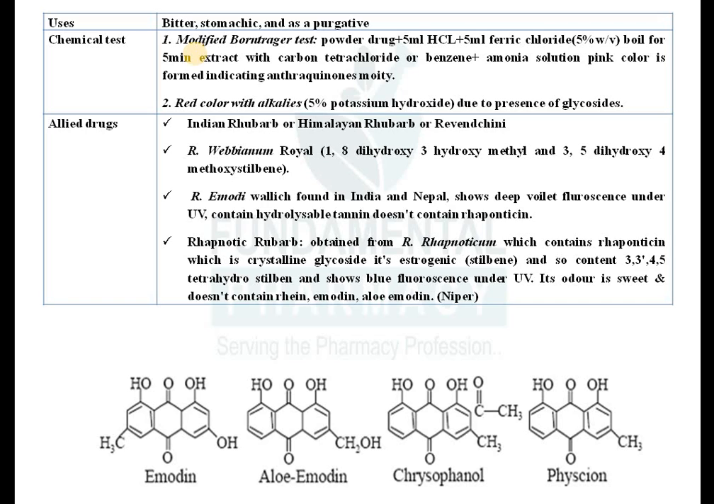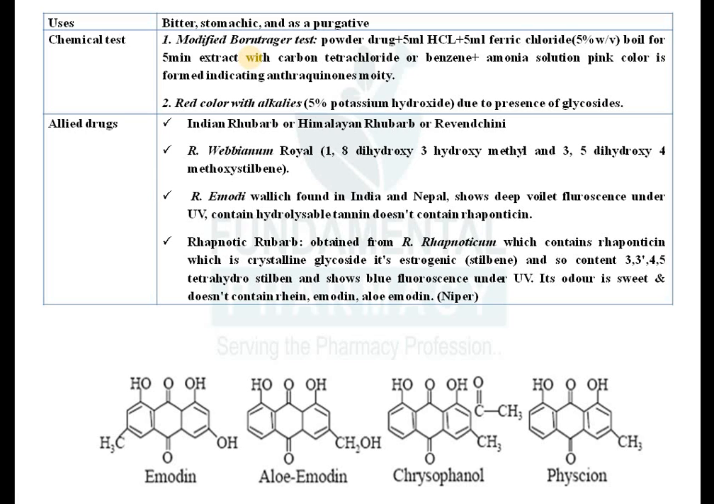Those which will increase the content of saliva are known as sialogogues. So these are simple terms. Okay, then it is also used as a purgative. So again here, modified Borntrager test. What is this Borntrager test and modified Borntrager test? I will tell you in the upcoming slides.